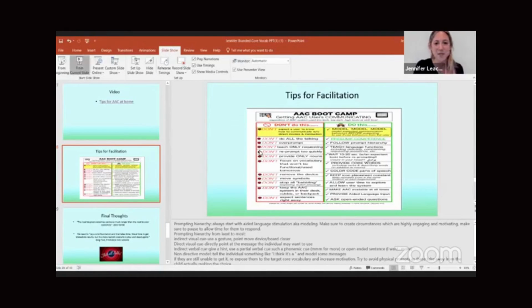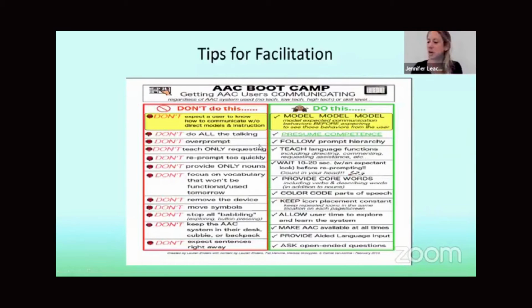Okay, here we go. All right, so here are some tips for facilitation. Here are some do's and some don'ts. I'm going to start with the don'ts. Don't expect a user to know how to communicate without models and instruction. You should always start with aided language stimulation. You should always be modeling what you would say, and then give some wait time to allow them to use the board. You don't want to do all the talking.